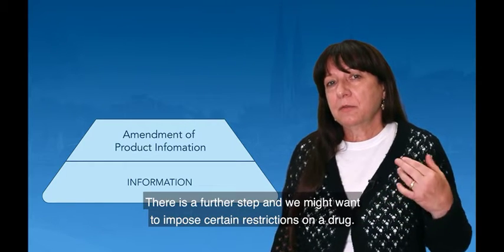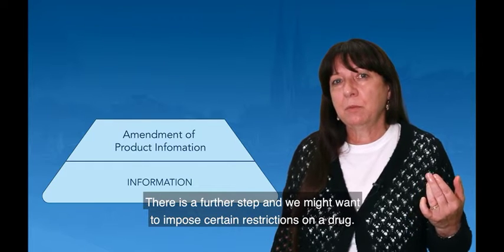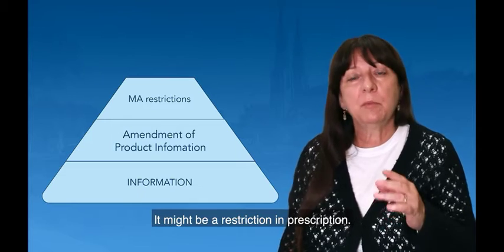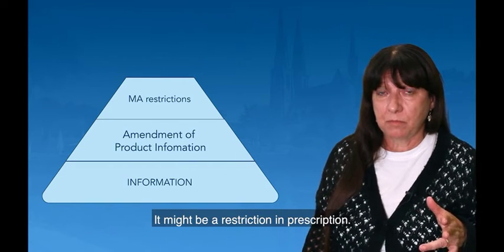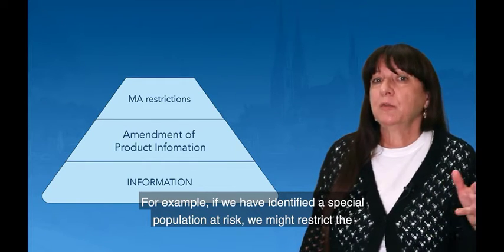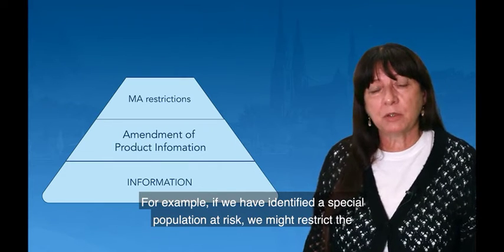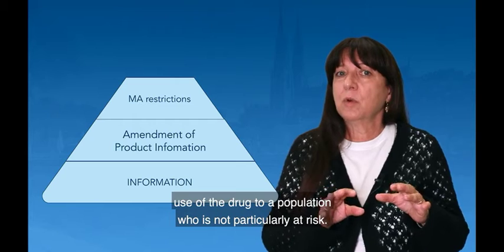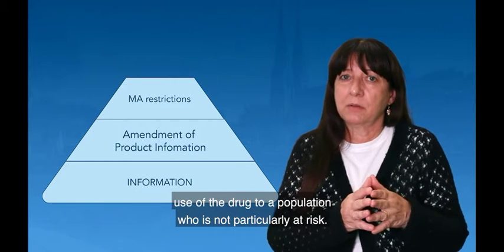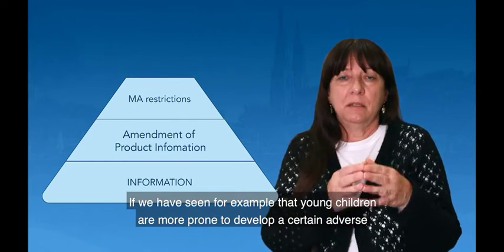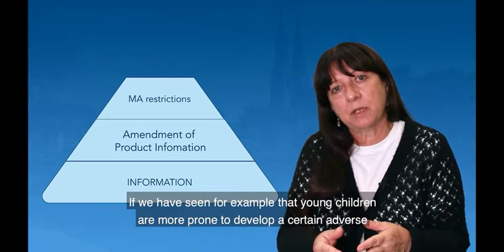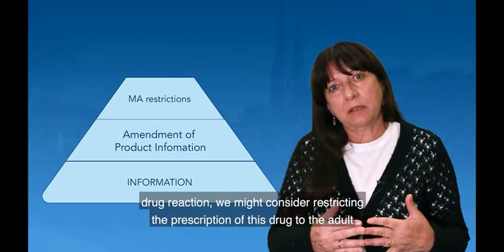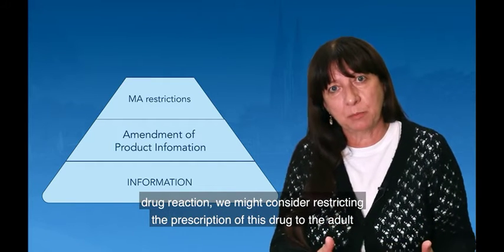There is a further step, and we might want to impose a certain restriction on a drug. It might be a restriction in prescription. For example, if we have identified a special population at risk, we might restrict the use of the drug to a population who is not particularly at risk. If we are seeing, for example, that young children are more prone to develop a certain adverse drug reaction, we might consider restricting the prescription of this drug to the adult population.